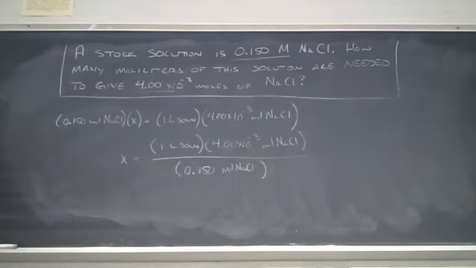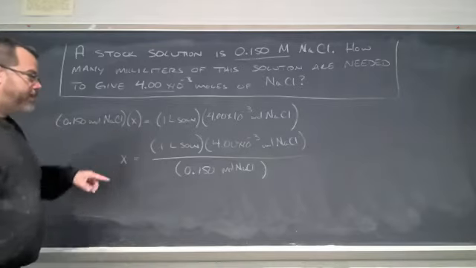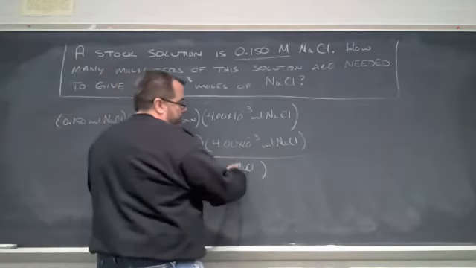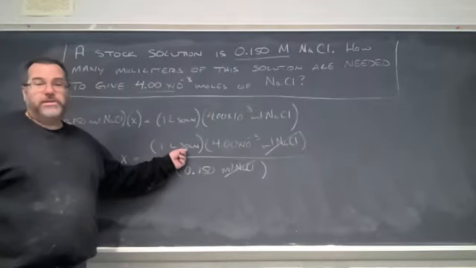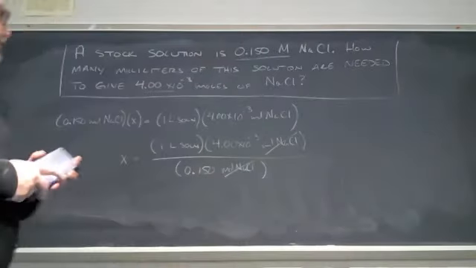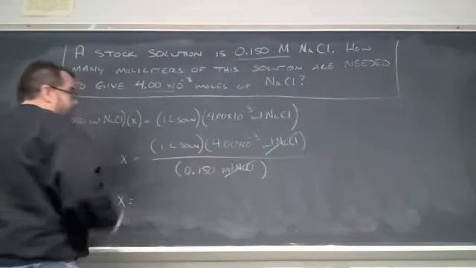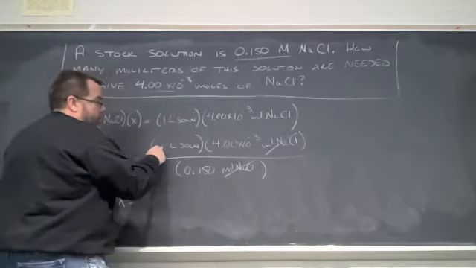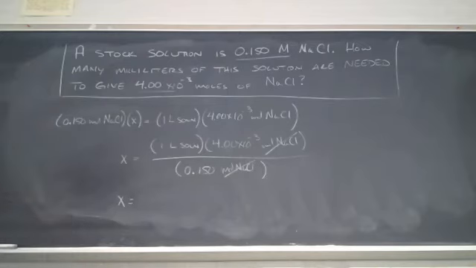All right, so we can look at this and already feel like we're probably doing a good job, because if we look at our units, moles of sodium chloride and moles of sodium chloride are going to cancel out, and our units are liters. That's good. We wanted a volume, so the fact that we're ending up with liters tells us that we're probably doing a good job. So for our calculation, just take 1 times 4 times 10 to the minus 3 divided by 0.15. See what we get here.